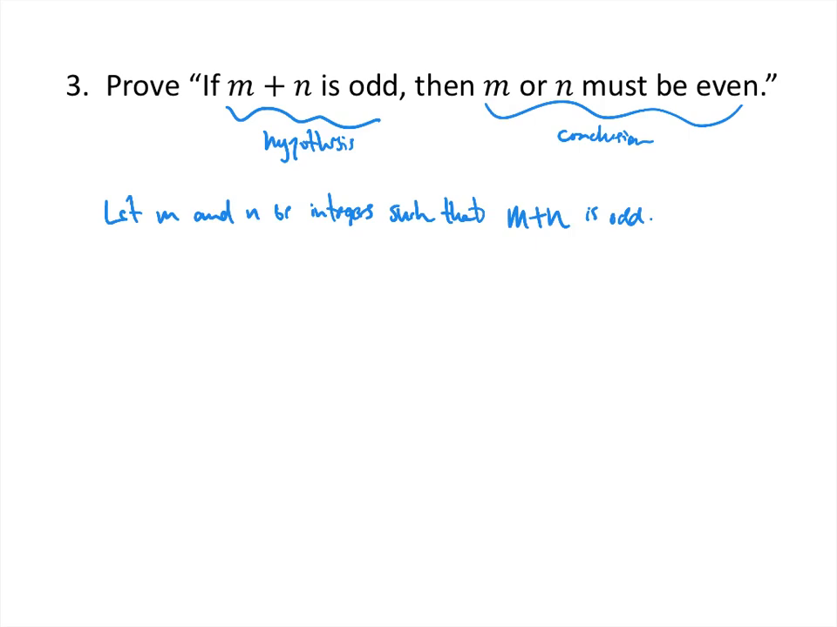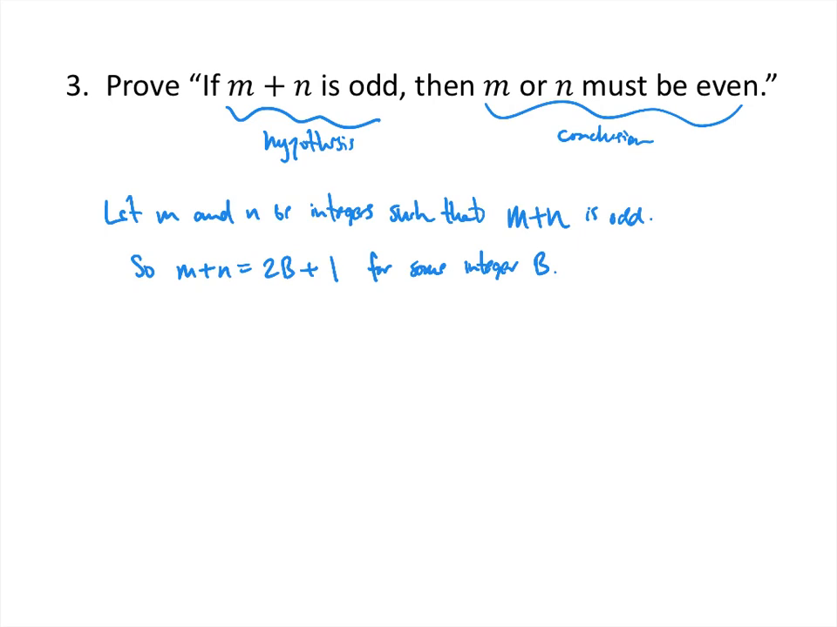We know m plus n is odd, okay, so that means that m plus n is equal to 2b plus 1. I'm using the letter b because I used the letter a in the previous proof, so just for variety. So m plus n equals 2b plus 1 for some integer b.